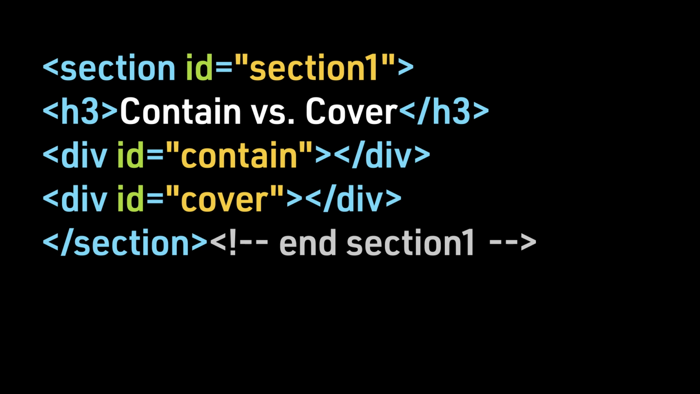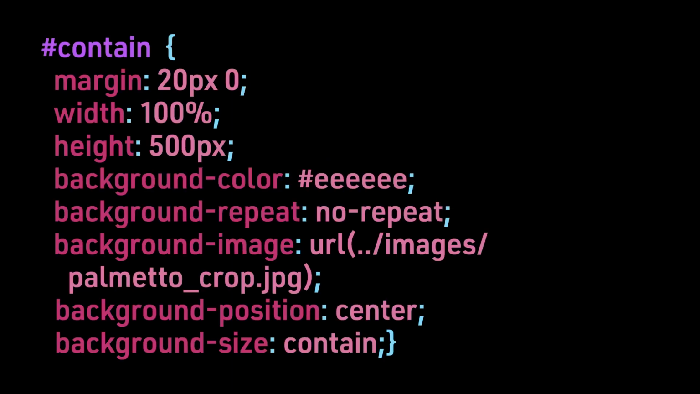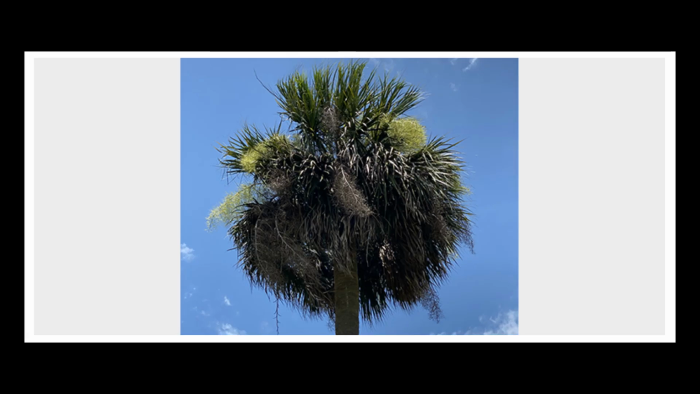We are using class attributes so that we can target individual divs with our CSS. And here is the CSS for contain. For the subsequent examples, we are keeping many of the variables the same. The only thing we will be changing is the background size property. This is the visual result. The image is scaled as large as it can be in the container without distortion. We can see it is limited by the height of the 500 pixels.